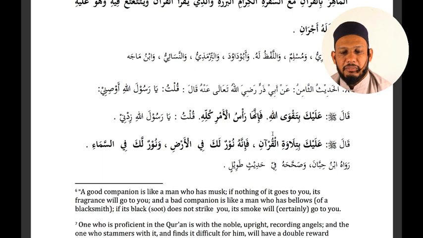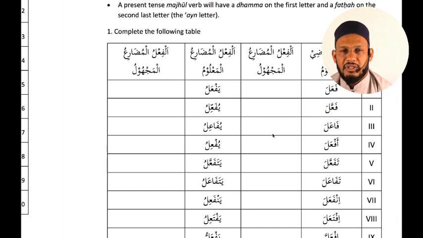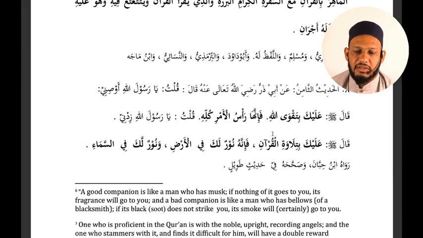عليك بتلاوة القرآن. Again. عليك بتلاوة القرآن. From memory. قال عليك بتلاوة القرآن. Last time. قال عليك بتلاوة القرآن.